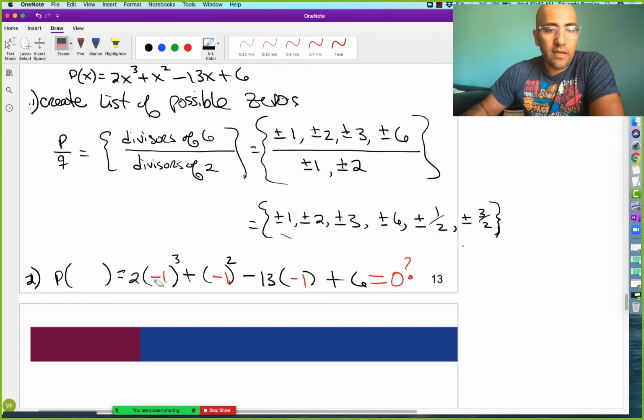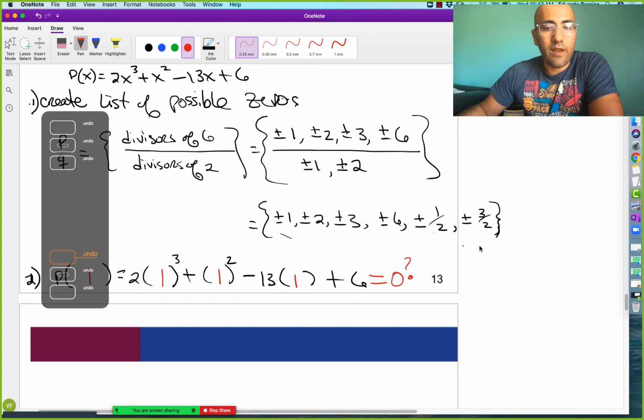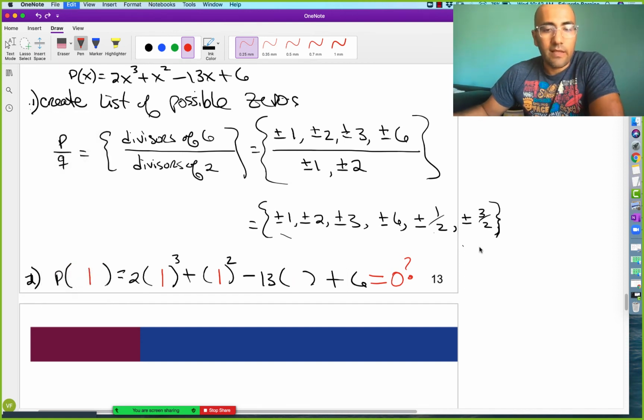Once we check negative 1, we're going to check the other ones. What about positive 1? Does that equal 0? If it does, great, we found a zero. If not, then we move on. Then we check the other ones. Right? So it's kind of a meticulous checking of all of these. How about negative 2? Does that give me 0?